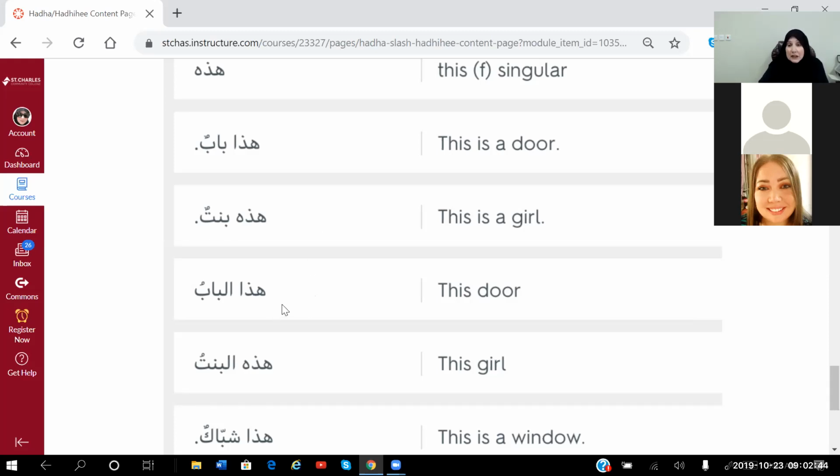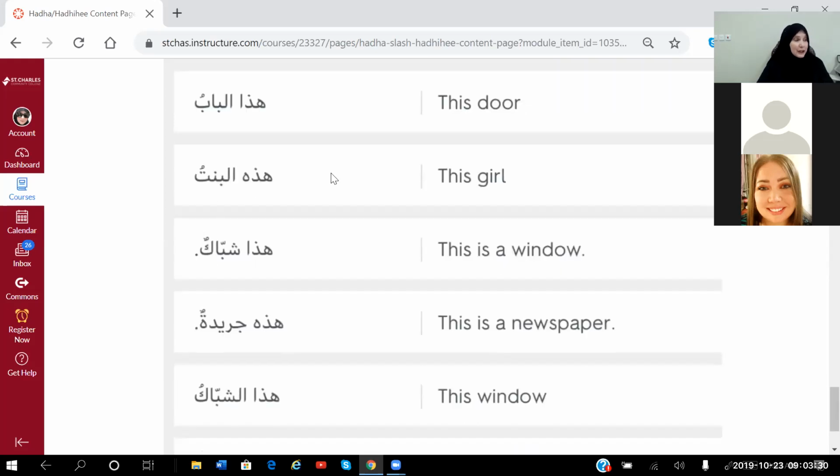If we want to say this door, remember we add an alif lam in between hada and the noun. So we have hada el babu. Okay, remember in the example up here, this is a door, we had hada babun because we're saying this is a door. Remember the difference between a door and the door. Here we use hada el babu. Okay, so only one vowel marker and we add that alif lam in between. And then we're saying this door. It's no longer a full sentence, it's just a phrase.